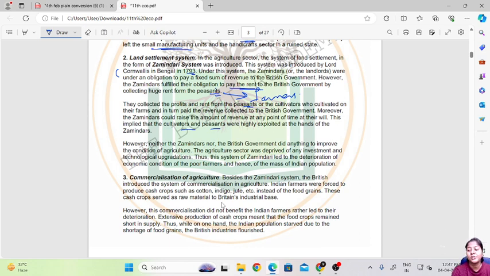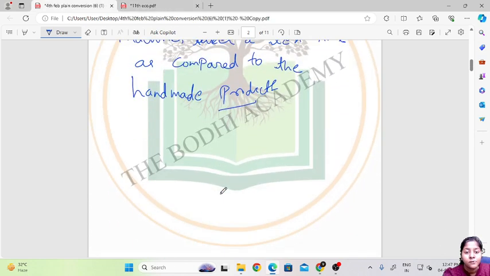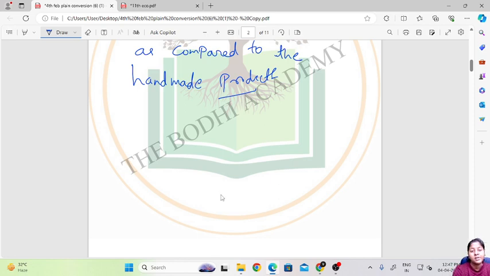So the exploitation was major during colonial time. Exploitation is the first point: exploitation of peasants and the cultivators. Peasants, you can say them as farmers, and the cultivators.